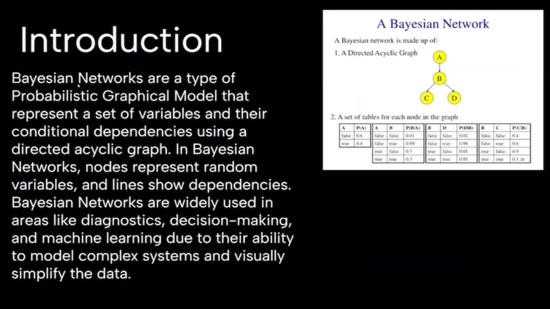So Bayesian networks are a type of probabilistic graphical model that represent a set of variables and their conditional dependence using a directed acyclic graph. The nodes represent the random variables and lines show dependencies. They're widely used for diagnostics, decision-making, machine learning, and their ability to model complex systems and visually simplify data.